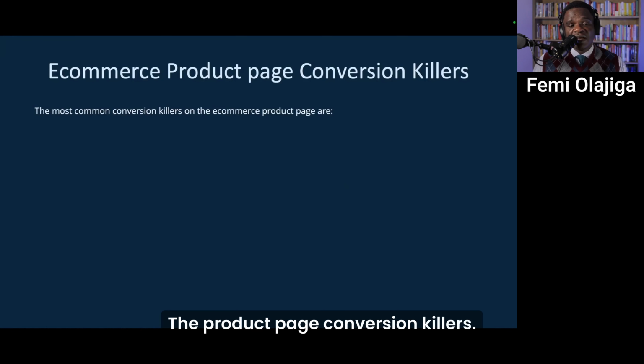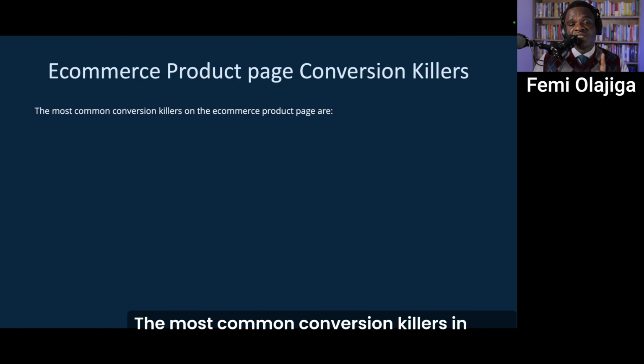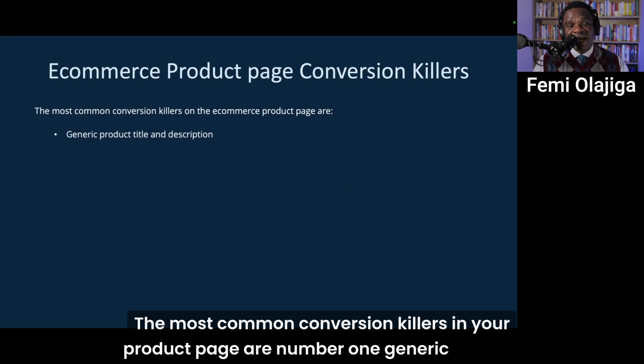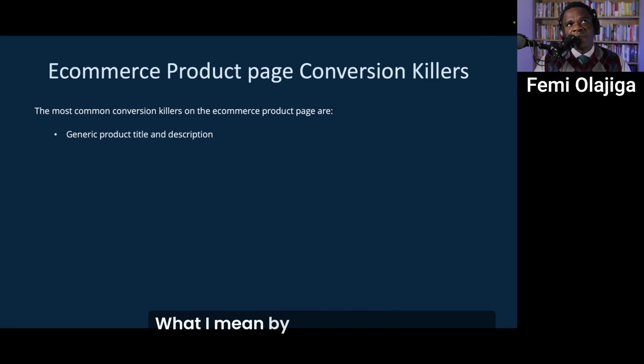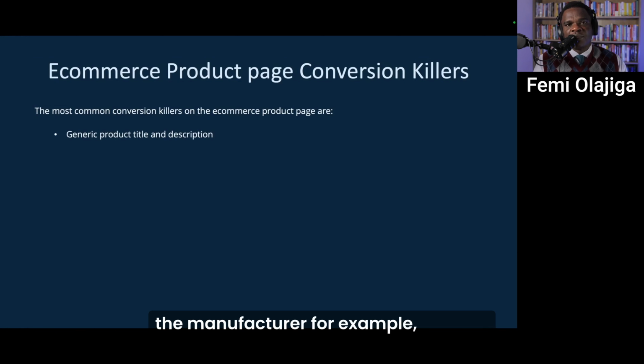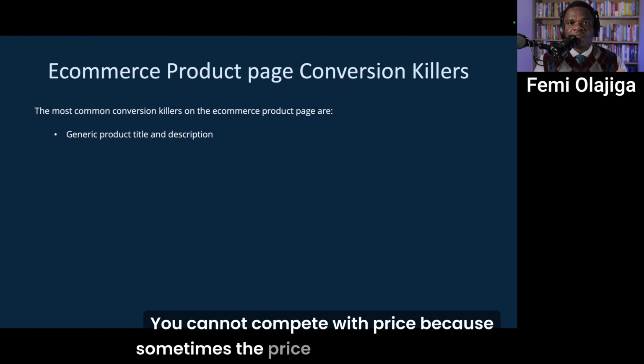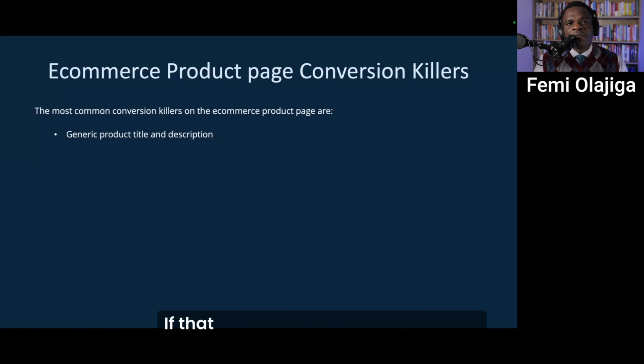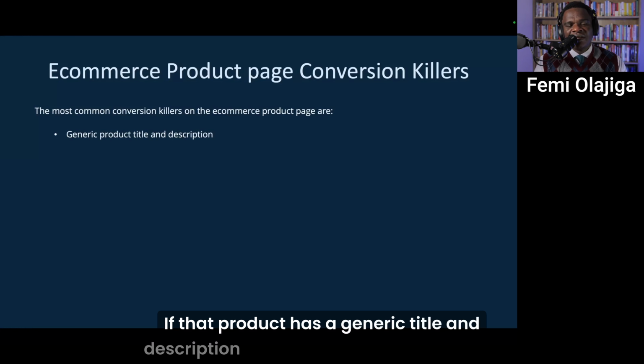Let's look at the product page conversion killers. The most common conversion killer on your product page is, number one, generic product description. What I mean by this is if you're selling a product and you're not the manufacturer, for example, you're a reseller, and that same product is available across multiple websites, you cannot compete on price because sometimes the prices are uniform across the board.